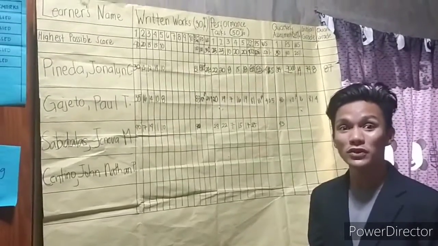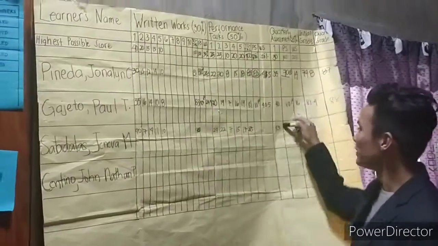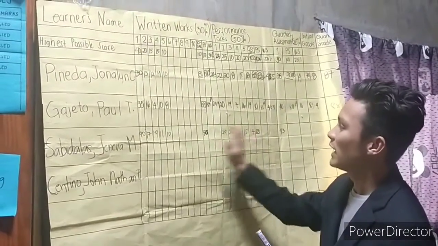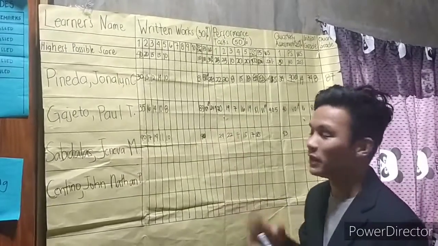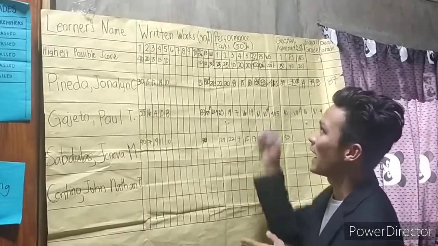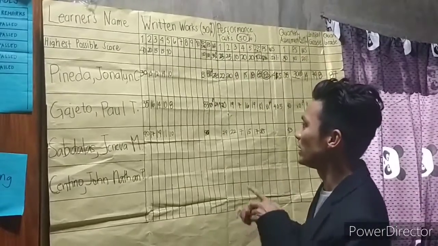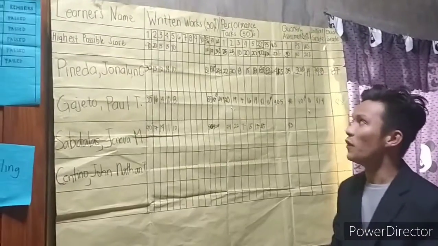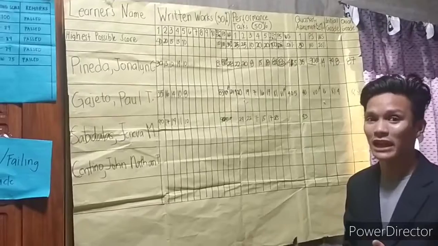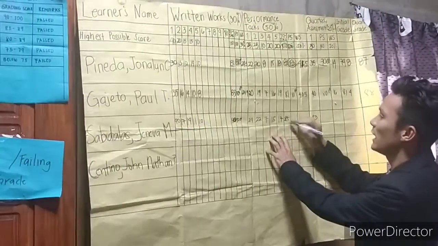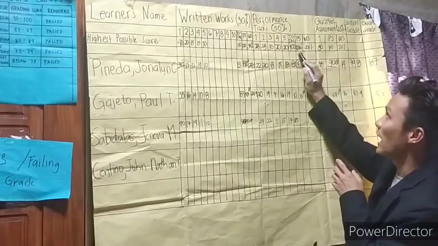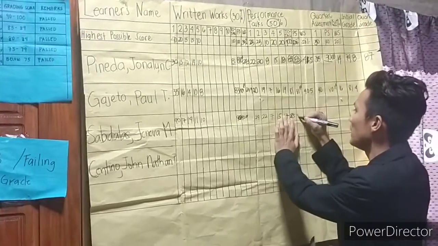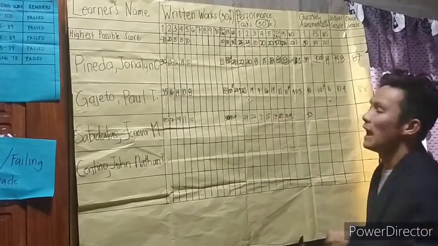And let's solve for the percentage score. For the written works of Geneva Sabidalas, she got 92, which will be divided by 100 and multiplied by 100, and she got 92.00. And for the performance task of Geneva Sabidalas, she got 85, and 85 will be divided by 100 and multiplied by 100, with a total of 85.00.